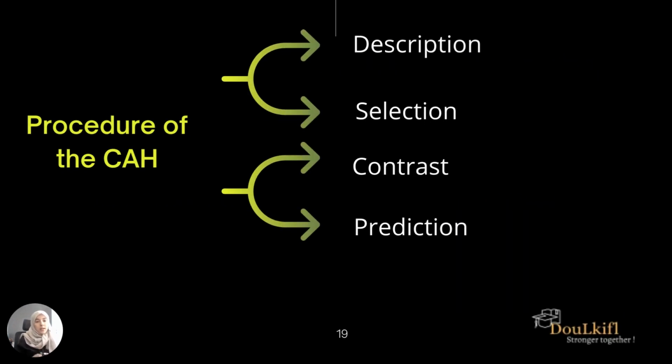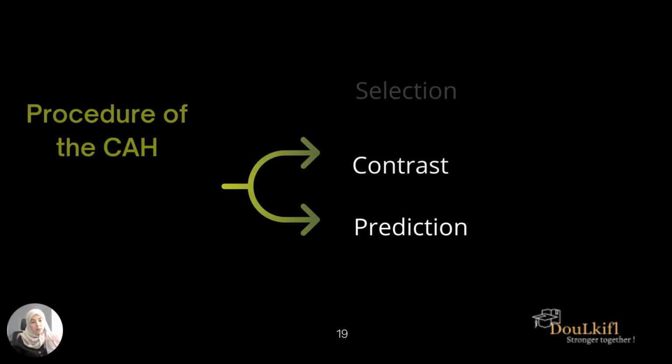Now let's get back to CAH and let's take a look at the procedure of CAH. So according to Lado, first we have to describe. Okay, so there is a description. We describe the two languages, the L1 and the L2, and then we select. So there is a selection. We pick or choose a structure, a pattern that we wish to compare, and then we contrast. So for that particular chosen pattern, we try to make a comparison between the target language and the native language, and then we predict the level of difficulty.